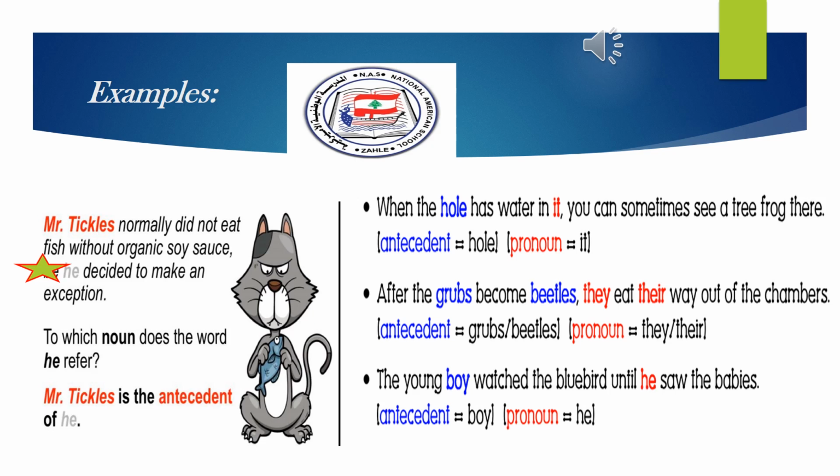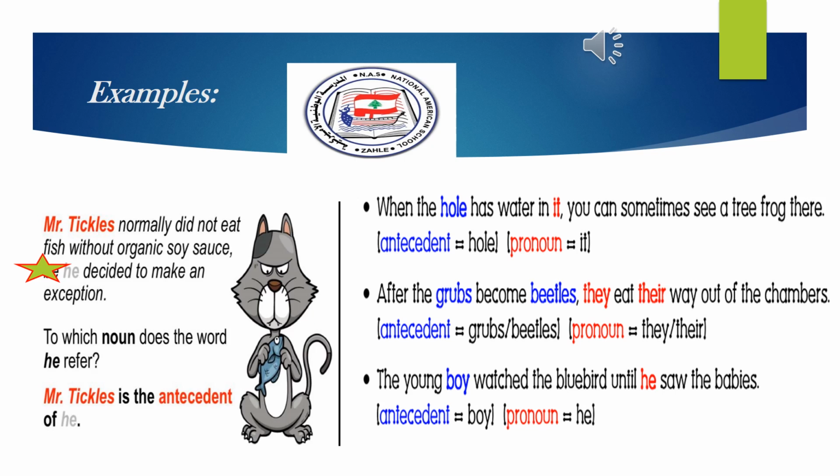When the hole has water in it, you can sometimes see a tree frog here. Hole is the antecedent of the pronoun it. After the grubs become beetles, they eat their way out of the chambers. Grubs, beetles, are the antecedents. The pronouns are they and their.